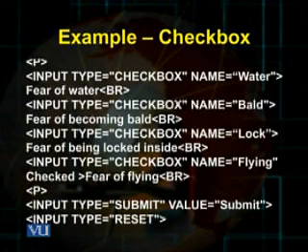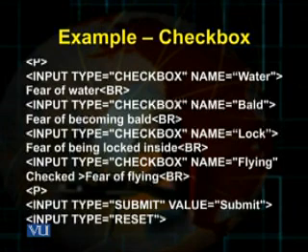Because of the break tag, there would be a line break at that spot, and then a second checkbox is created with the help of the second input tag. Second input tag, again type checkbox, name bald, because the second option relates to fear of becoming bald, so I have kept its field name as bald. And then the text, fear of becoming bald, appears. Then the third checkbox, name lock. The words are fear of being locked inside.